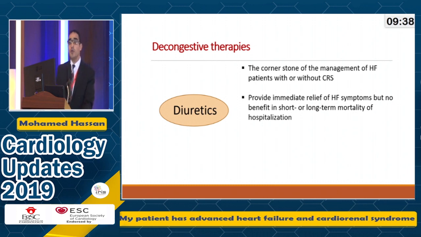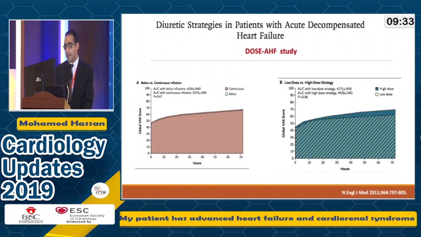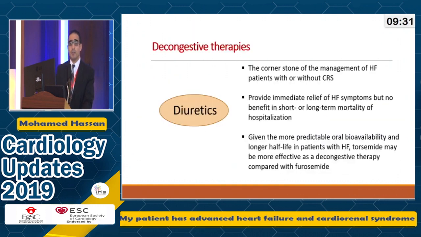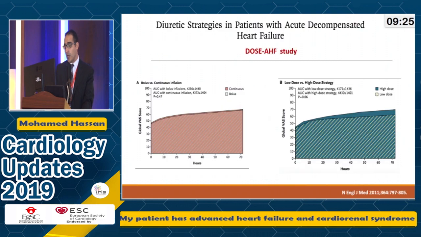However, there is no benefit in short, mid, or long-term mortality or hospitalization, and the loop diuretics are the preferred, and torsemide may be better because it has more predictable oral bioavailability and longer half-life. How can we use it and what dose?